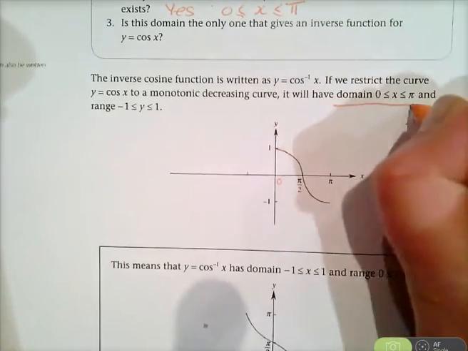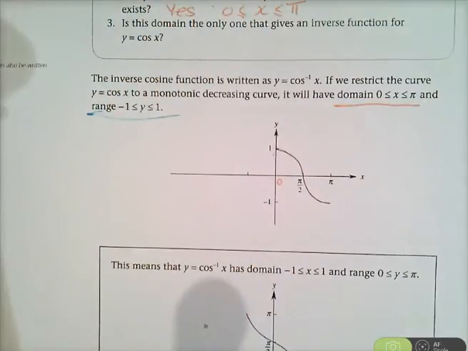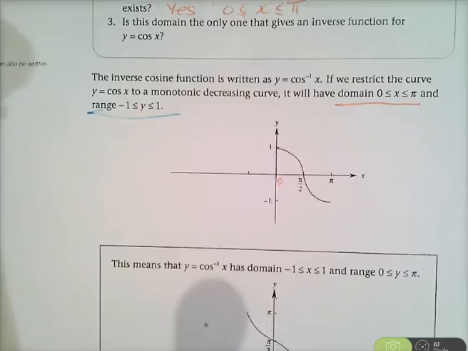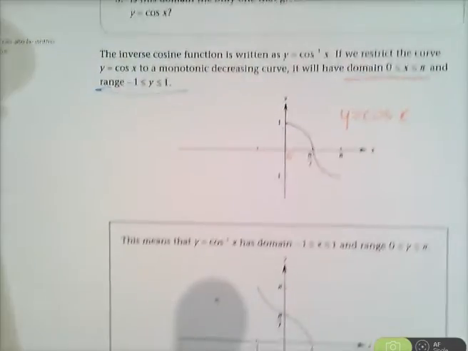So the domain of this is 0 to pi, and we can see the range is -1 is less than or equal to y, which is less than or equal to 1. So you want to write y equals cos x here and write down its domain and range.